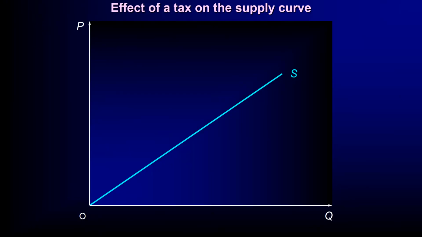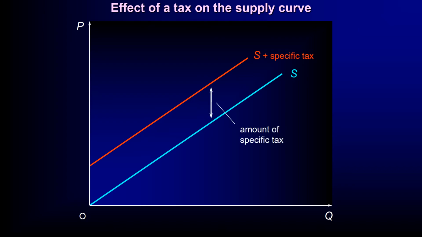What impact does this have on the supply curve? Well, the impact of a specific tax will increase the costs to the business that's making the product by the amount of the tax that's being applied to the units, for example, 20 cents on a pack of cigarettes.